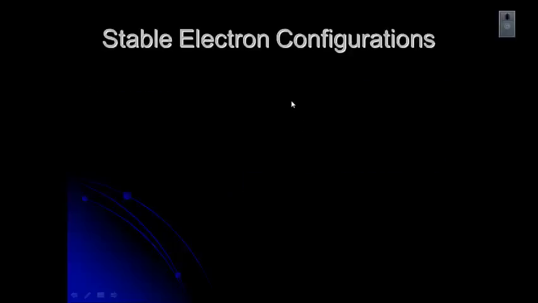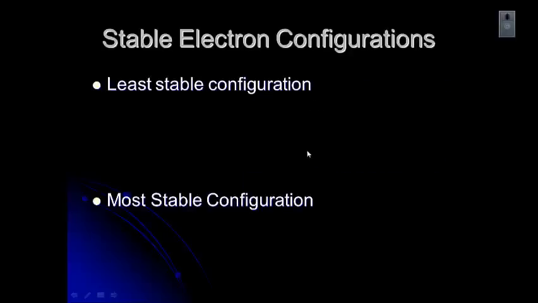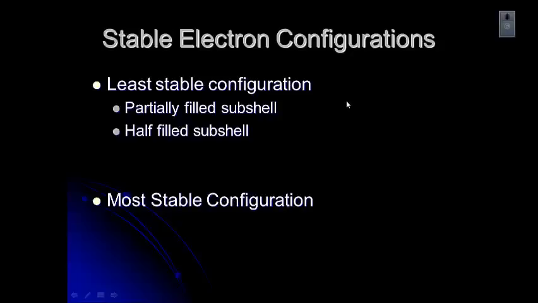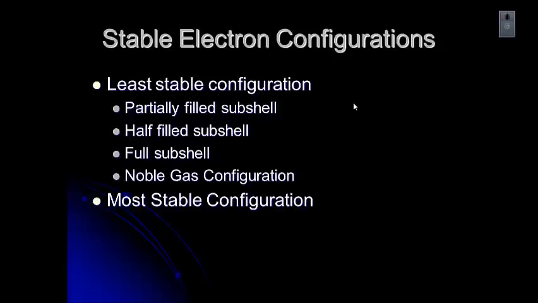All right, let's talk about the stability of electron configurations. In order from least to most stable, the least stable configuration is a partially filled subshell. So any orbitals where all of the orbitals do not have at least 1 electron. And then a half-filled subshell would be more stable than that. So each orbital would have only 1 electron in it. And then a full subshell where there are 2 electrons in each orbital. And then the most stable would be the noble gas. So the noble gas configuration is that p6 configuration. And that just helps us to predict those charges.